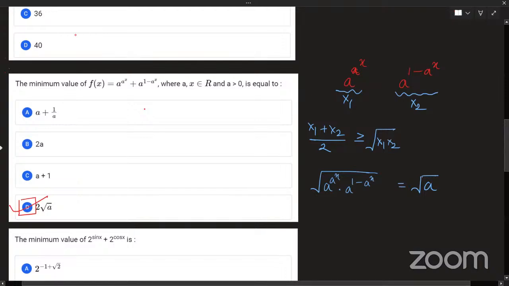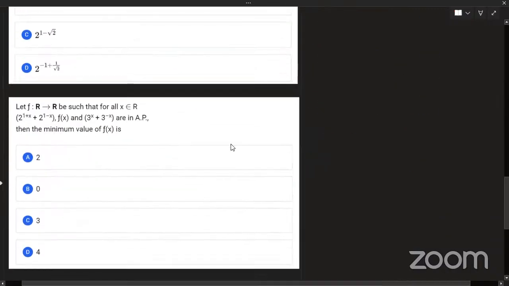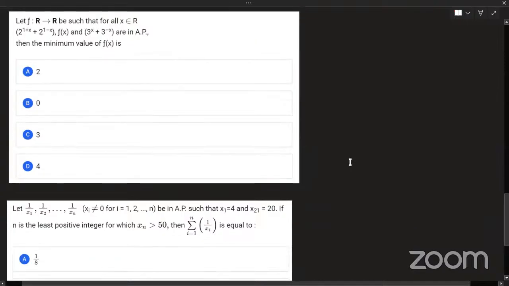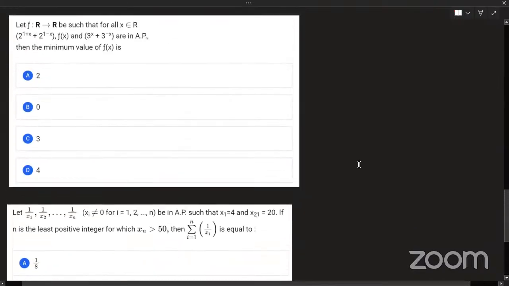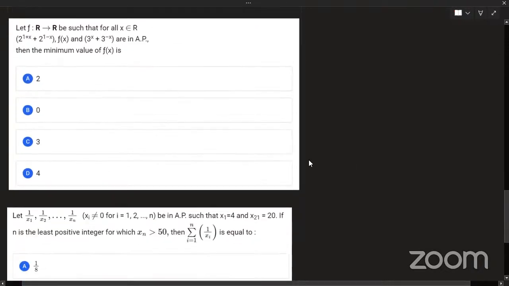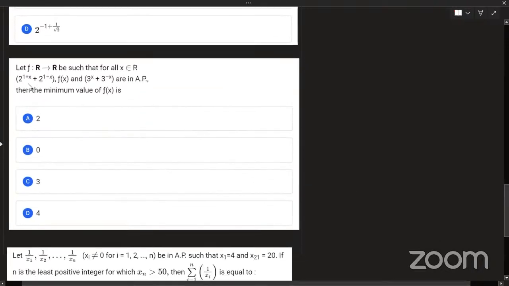Okay, everyone. Now, we have a question here also. Let's look at what the possibilities are. So again, same thing. 2 raised to 1 plus x plus 2 raised to 1 minus x, then we have f of x and 3 raised to x plus 3 raised to minus x are in AP.